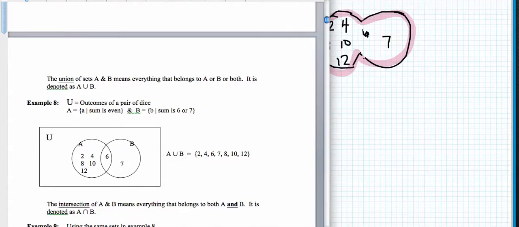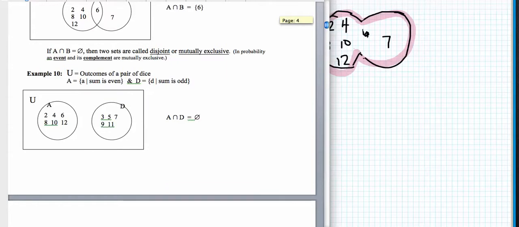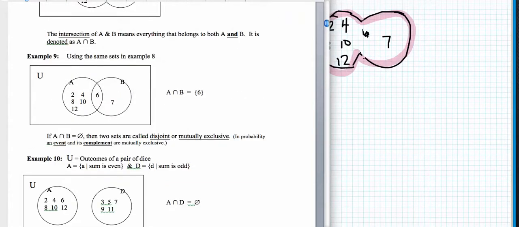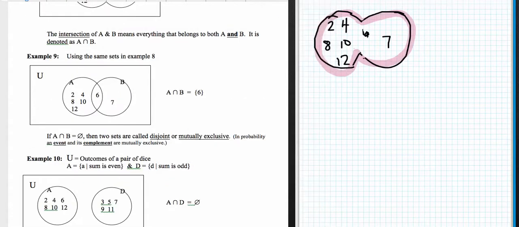Now let's go down and take a look at the intersection of these two. So we have the same two sets, right? And in the intersection, what I'm interested in is the overlap of these two circles and what's in both of them at the same time. And what's in both of them at the same time is the 6. So A union B versus A intersect B.